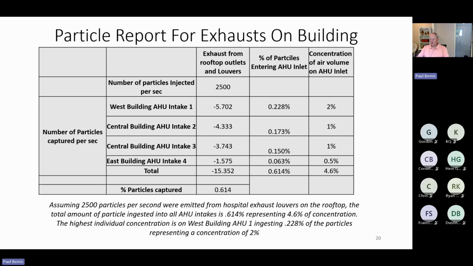0.614%, or a 4% concentration. And the highest individual concentration represents a concentration of 2%. So again, very low, but this is under a wind condition. It may change with other wind conditions, but under this wind condition, these are the outputs you get, and you're able to predict with fairly good accuracy how that's going to occur.